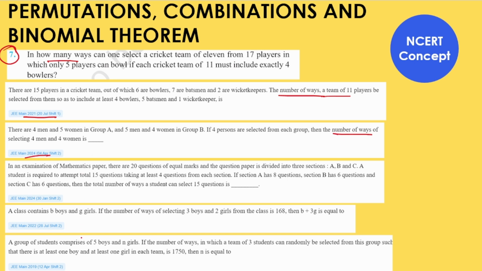All these questions are number of ways. This is also a number of ways only, but they have given the answer. Then you need to find what this certain expression is, right? This was asked in 2022. Same number of ways only. In this concept also, they've given the value for which you need to find the value of n.